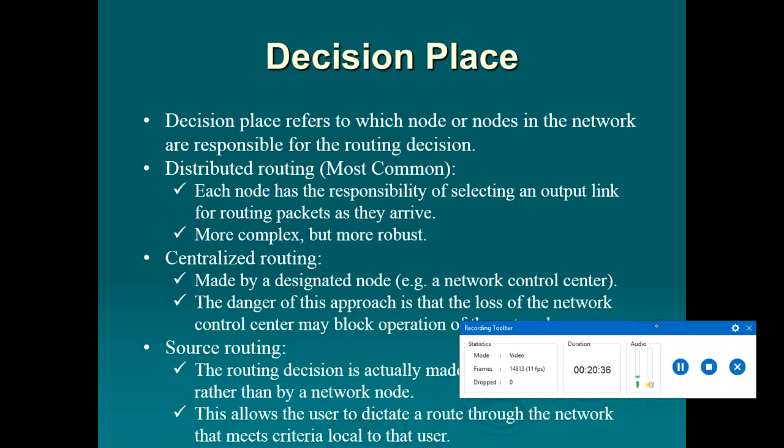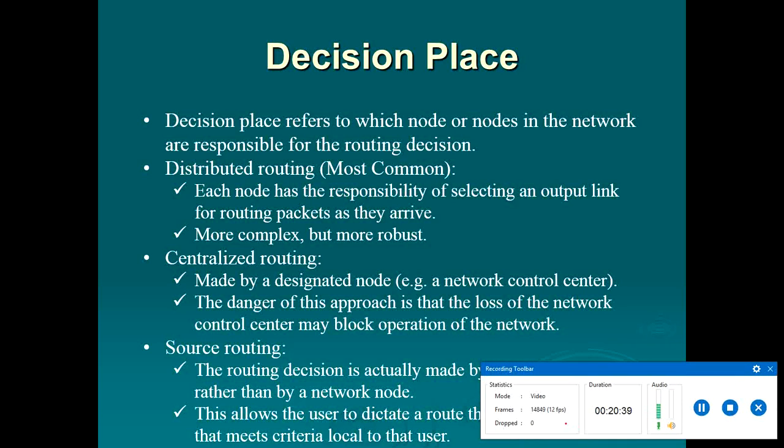So going ahead to the next slide, decision place. The decision place refers to which node or nodes in the network are responsible for the routing decision. The most common form is distributed routing. In distributed routing, each node is responsible for selecting an output link for routing the packet as it arrives. So each node has the responsibility to select on which output link the packet should be forwarded to the next hop. It is a complex form of routing, but it is more robust.